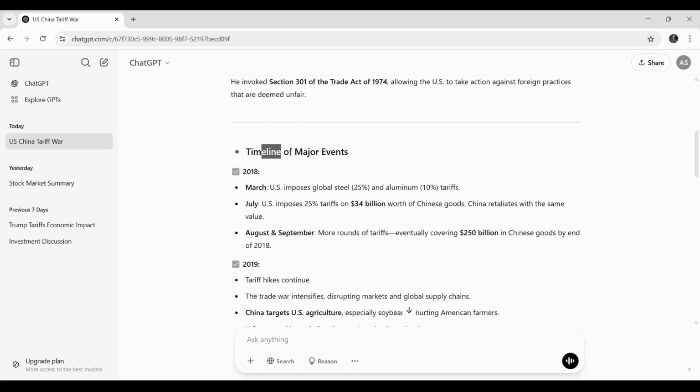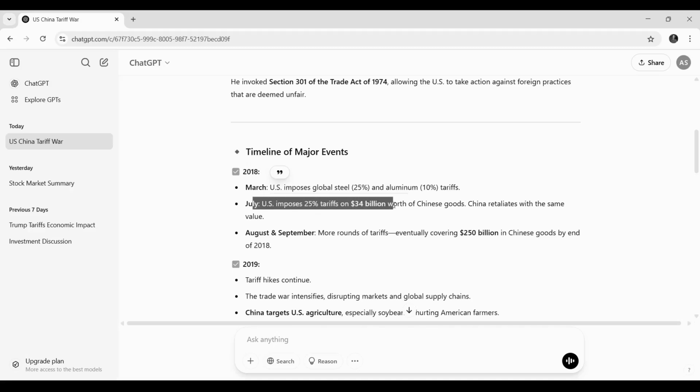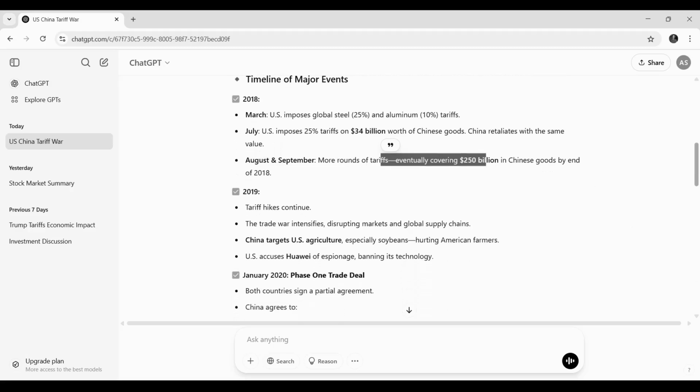Now it has given me the timeline of major events, how it is happening. Starting from March 2018, the US imposes global steel 25% tariffs and aluminum 10% tariffs. Then in July, the US imposed 25% tariffs on $34 billion worth of Chinese goods. Also, China retaliated with the same value. Then in August and September of 2018, more rounds of tariffs, eventually covering $250 billion in Chinese goods by the end of 2018. So this is what happened in 2018.